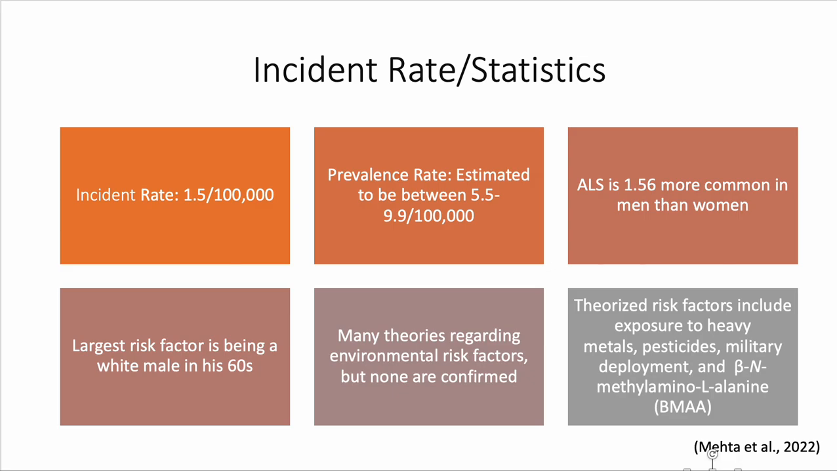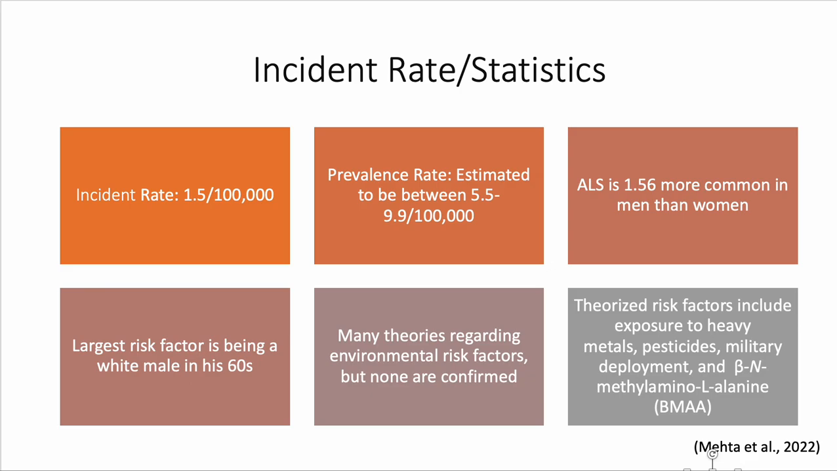Just to quickly clarify the difference between incidence and prevalence rate, because I had to look it up myself. The incidence rate relates to how many people are diagnosed with the disease within a certain time frame. For this time frame, it was within 1 year. The prevalence rate is how many people are estimated to have that disease at one moment.